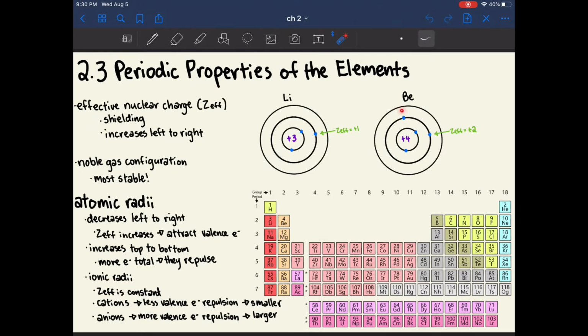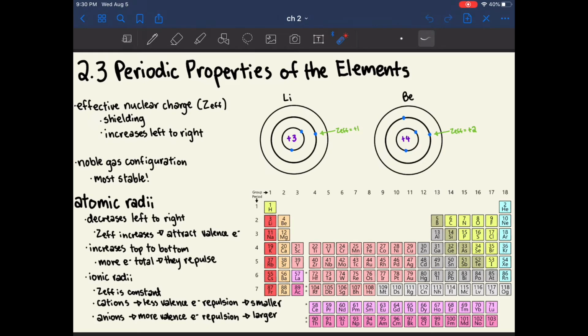For example, if I removed this electron here, this electron would still feel an effective nuclear charge of +2. However, there are now fewer valence electrons, so there is less repulsion. So cations get smaller, and when you remove electrons from a valence shell, the atom gets smaller.